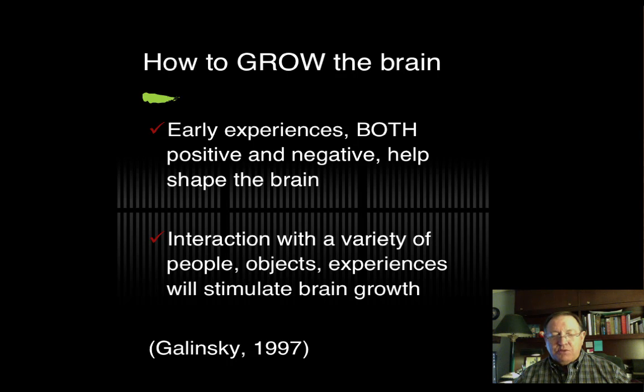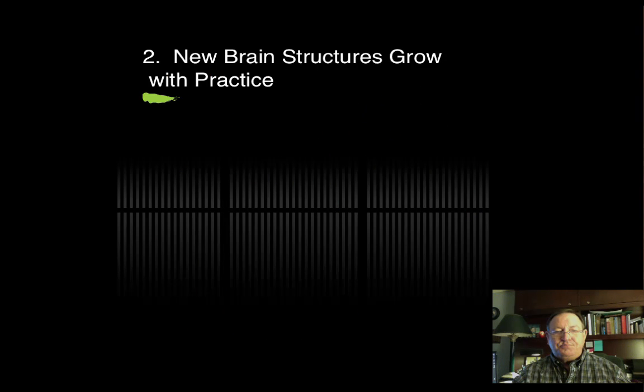Early experiences, in other words, in the birth to age 3 area, both positive and negative, help to shape how the brain grows. So we want to create interaction where we have a lot of positive experiences, with people and objects and experiences that stimulate us and that will stimulate brain growth.